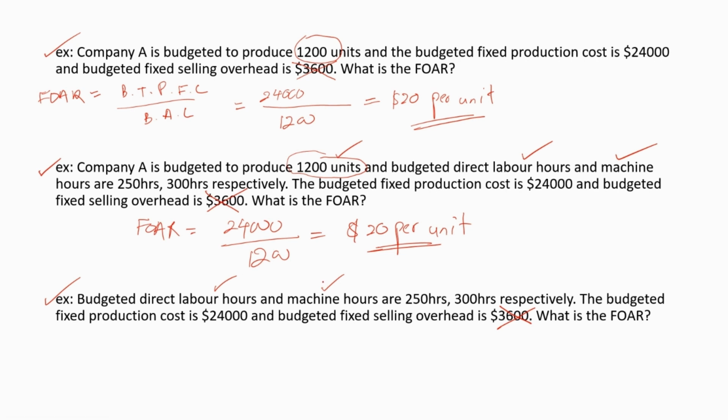What activity level do we select as the base activity level? If you remember, we select the highest value as the base activity level. So 300 hours is the highest value. So the machine hours will be the base activity level in this calculation. So the FOAR is equal to 24,000 divided by 300. This is equal to $80 per machine hour.